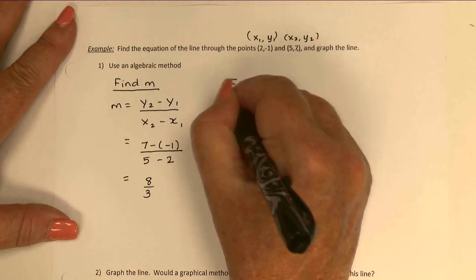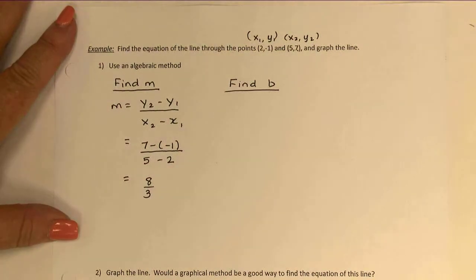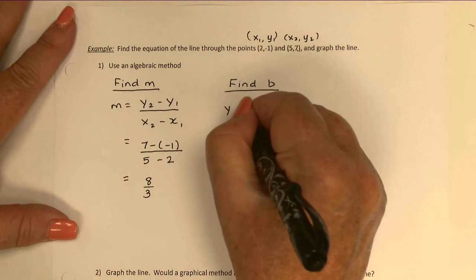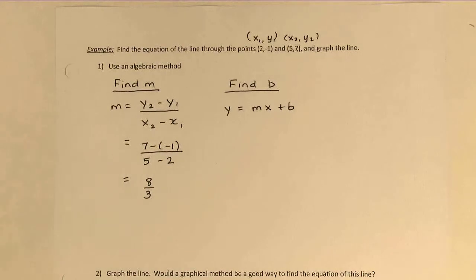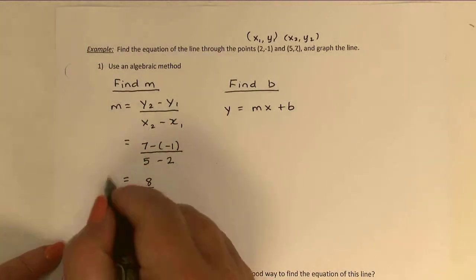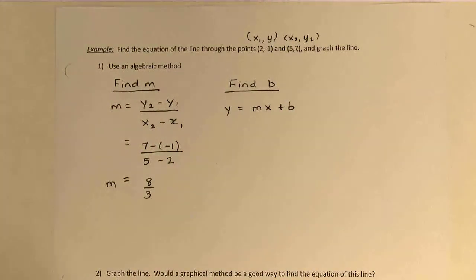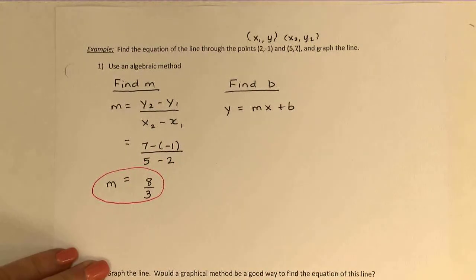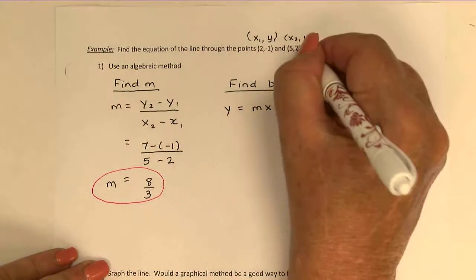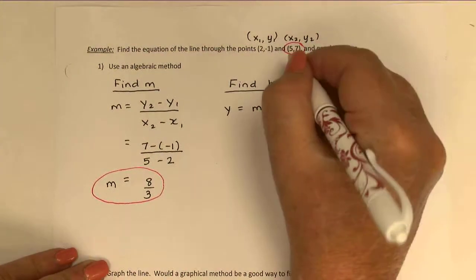All right, next I need to find b, and I'm going to do this exactly the same way as I did in the last example. For our equation of our line, y equals mx plus b, I'd like to substitute in numbers for everything except for the b that I'm trying to find. We already know m, we just found it here. And then I have a couple of choices for x and y. I could either use the 2 and the -1, or the 5 and the 7. I tend to make fewer mistakes with positive numbers, so I think I'm going to use the 5 and the 7 this time as my x and my y.